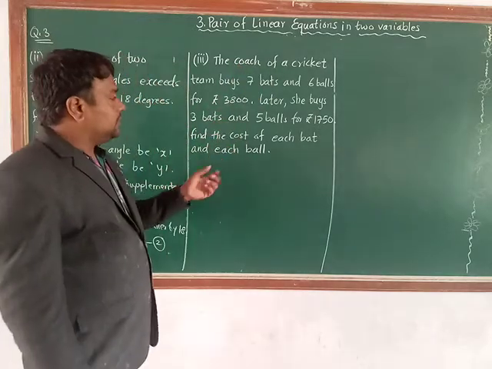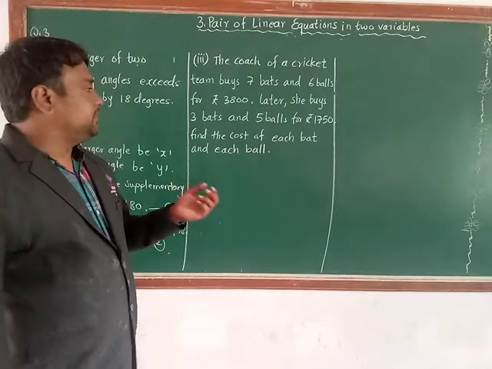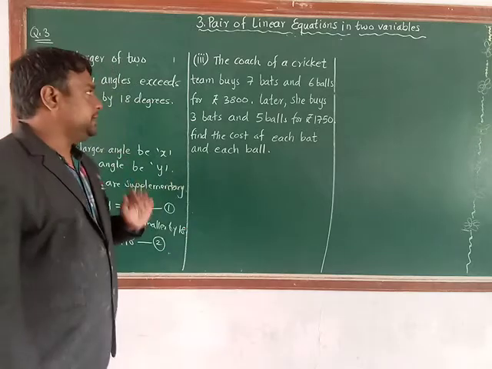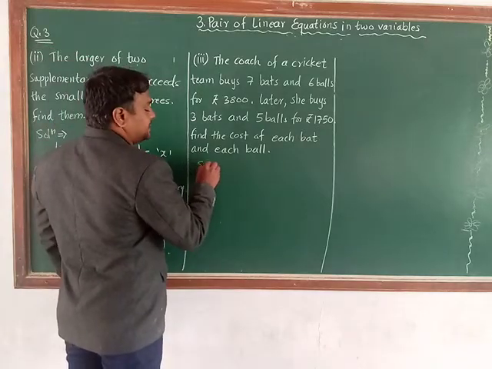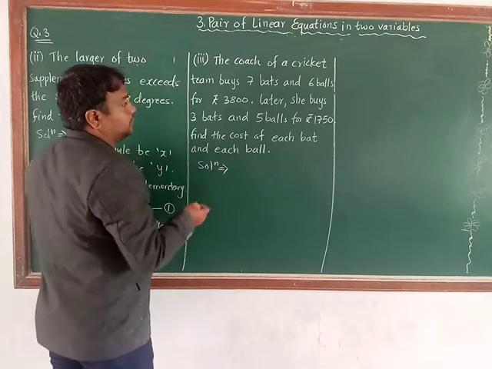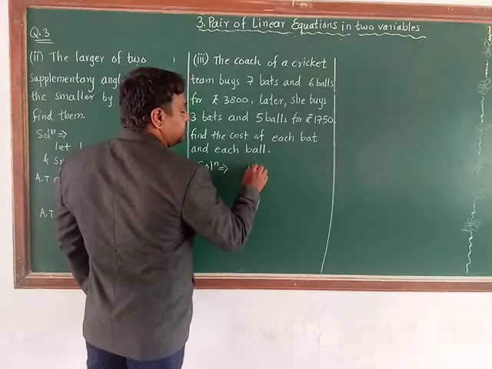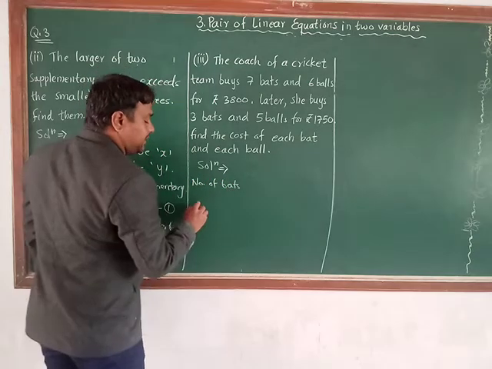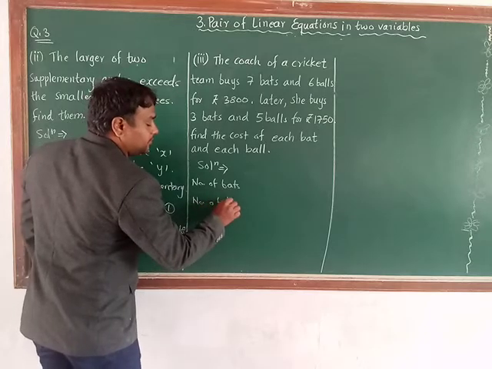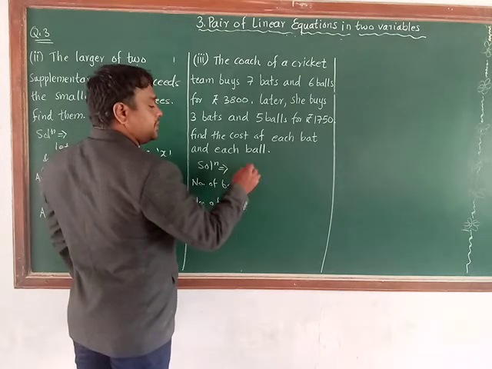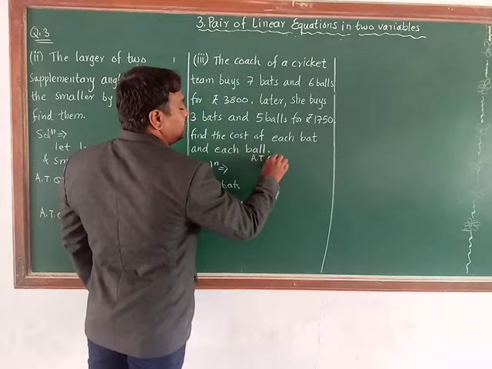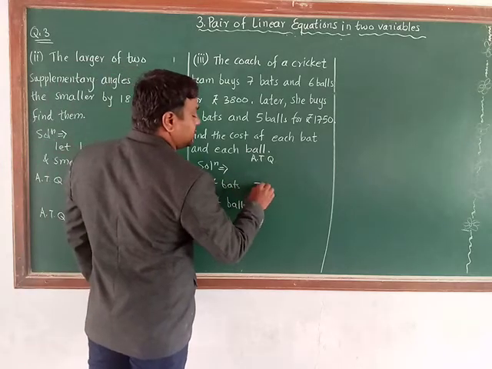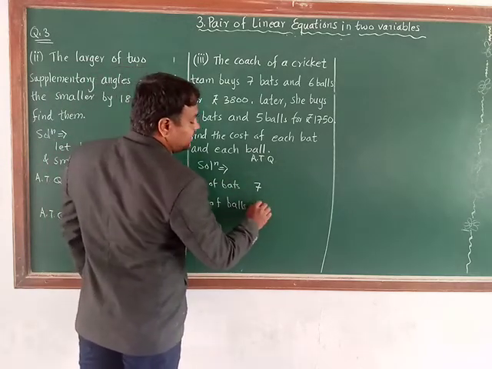Here we have to make a pair of equations so we can find the solution for it. So let's start our solution. I am writing here the number of bats and number of balls. As per the question, first the coach buys 7 bats, that means 7 bats, and the number of balls is how much? That is 6 balls.